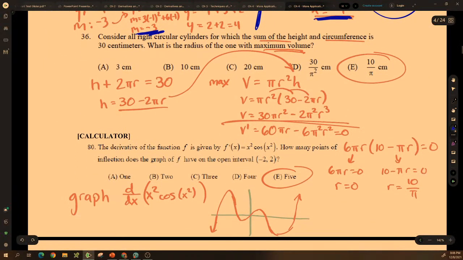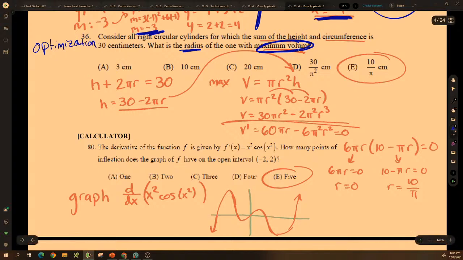All right, 36. Consider all right circular cylinders for which the sum of the height and the circumference is 30 centimeters. What is the radius of the one with the maximum volume? So they want radius, and I see maximum volume. As soon as I see maximum volume, I know this is an optimization question. Right, I'm trying to maximize something. Optimization.